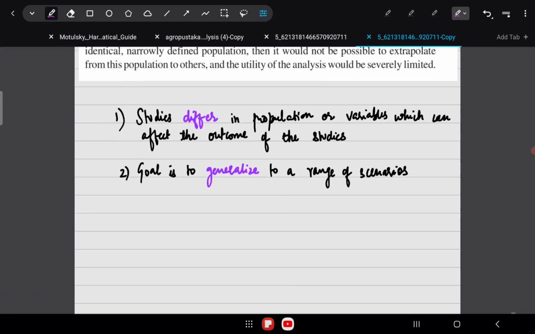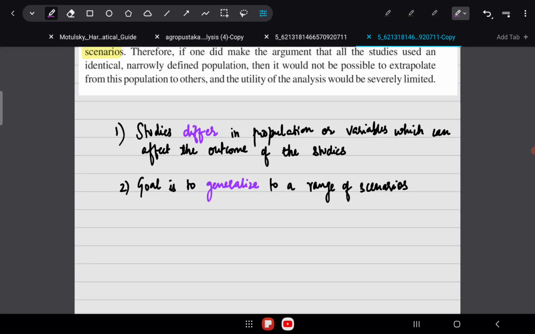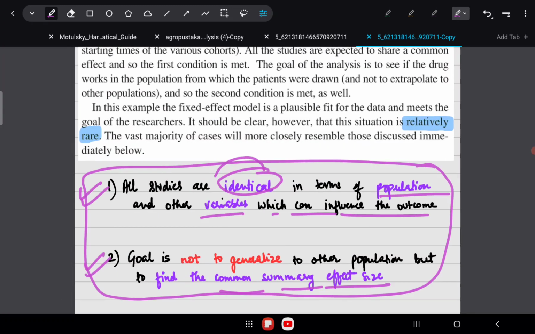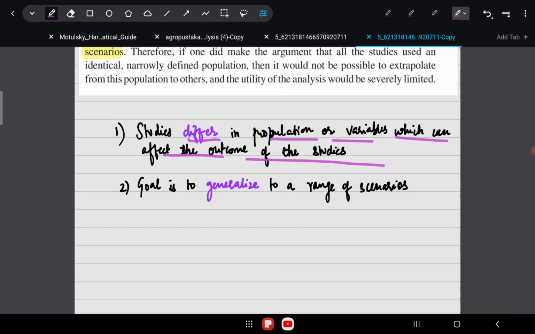When do you decide to do random effect modeling? First condition is that the studies should differ in population or variables which affect the outcome of the study. So unlike in fixed effect modeling, where you need the studies to be identical in terms of covariates, if you are expecting that the studies are not identical in terms of these covariates, then you would move towards random effect modeling. And the goal of random effect modeling, as you can understand, is also different. It is not to compute a common true effect, but to compute a mean of the true effects, right? Because of this reason, the goal of a random effect modeling is more generalization, okay.